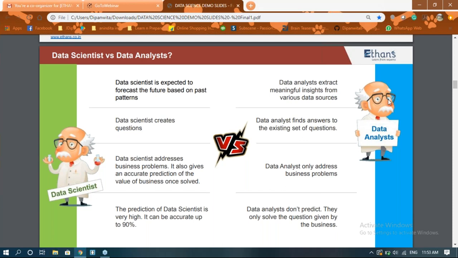Whereas, since data analysts don't make any predictions, the value that they are proposing or showing us as a part of their analytics will always be accurate because it is completely based on the data that is present, that is not futuristic, okay? So these are the basic differences, okay?